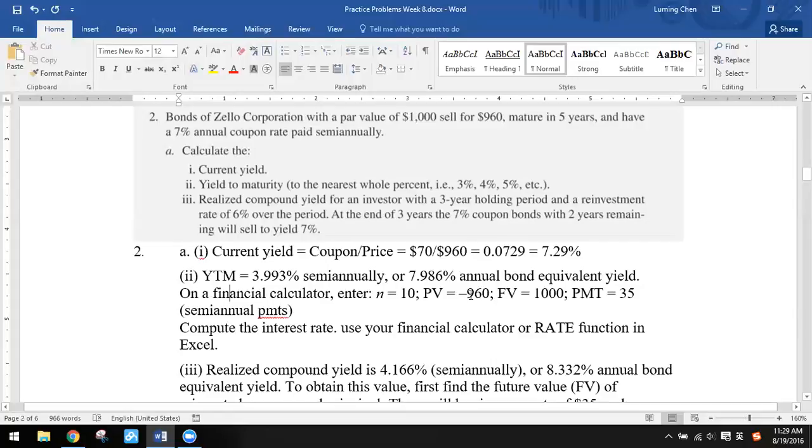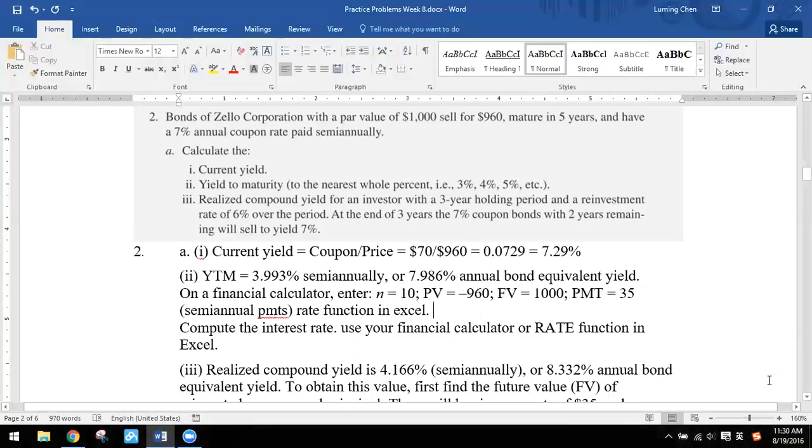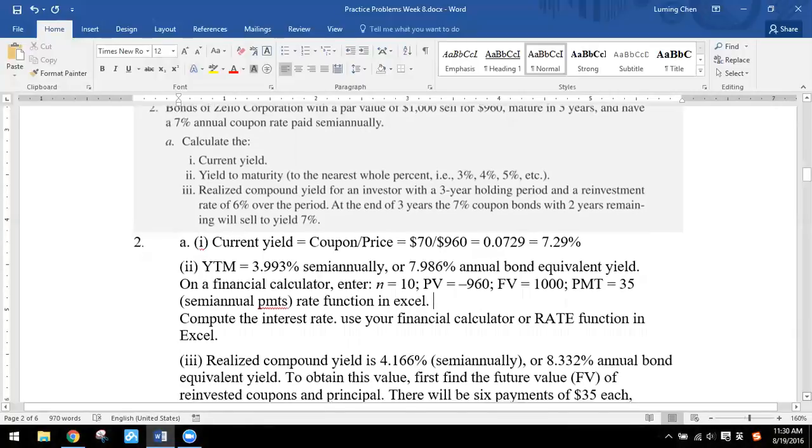Present value negative 960 because 960 is your initial investment. And the future value, what you get paid back, is 1,000. And the payment each period is 35 bucks. So use the rate function in Excel. We just plug in PV, FV, and the payment. We'll get the right number.